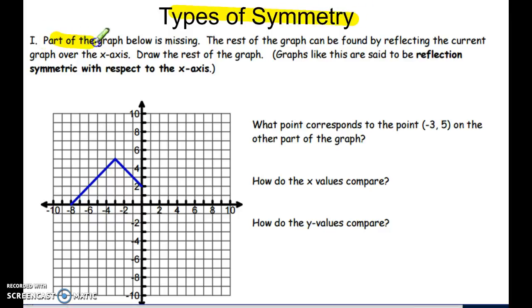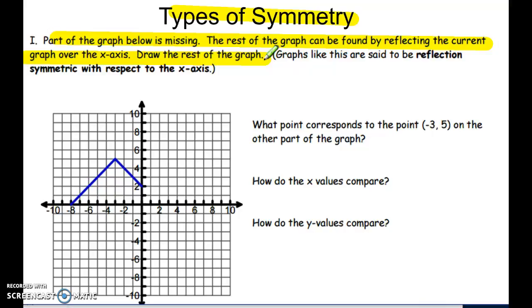Part of the graph below is missing. The rest of the graph can be found by reflecting the current graph over the x-axis. Draw the rest of the graph. You see what's going on. So you've got this figure, and you're going to reflect it about, as it says, the x-axis. So go ahead and do that, and we can go through the prompts together.